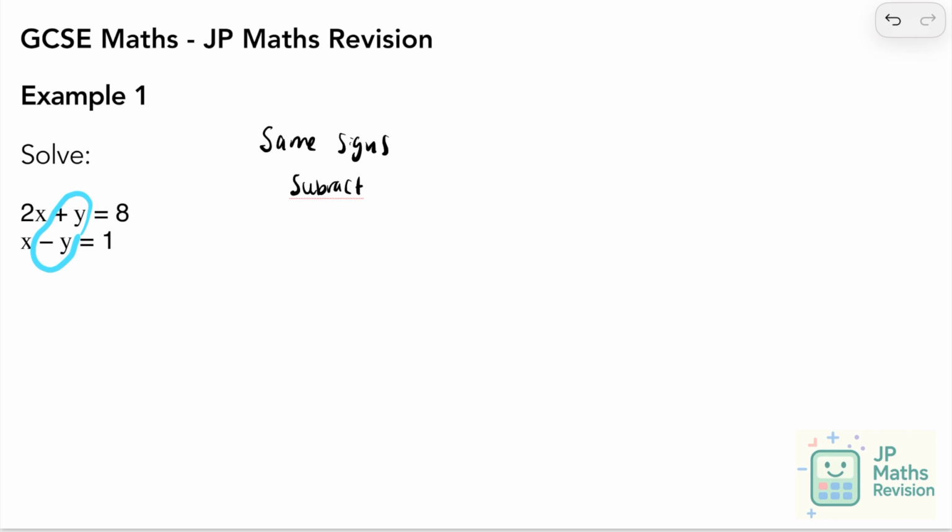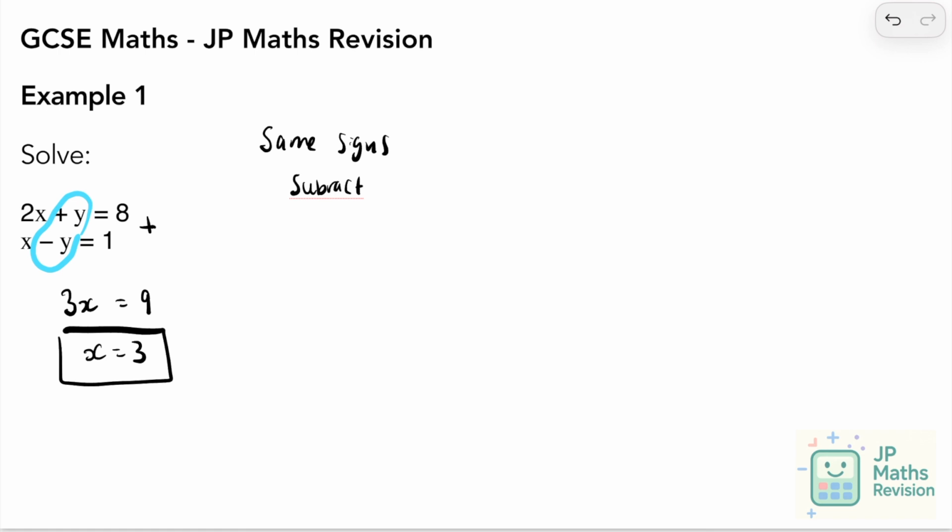So in this case, we've got a plus y and a minus y. These are not the same signs, these are opposite signs, because one's a plus y and one's a minus y. So because they're opposite signs, we add. We're going to add the whole of the two equations to each other. So 2x plus x, that's 3x, plus y minus y, that cancels out, that's the whole point of this. And then 8 plus 1 is 9. So we're left with 3x equals 9. Solving this, we divide both sides by 3, and we end up with x equals 3. So the value of x for this equation is x equals 3.